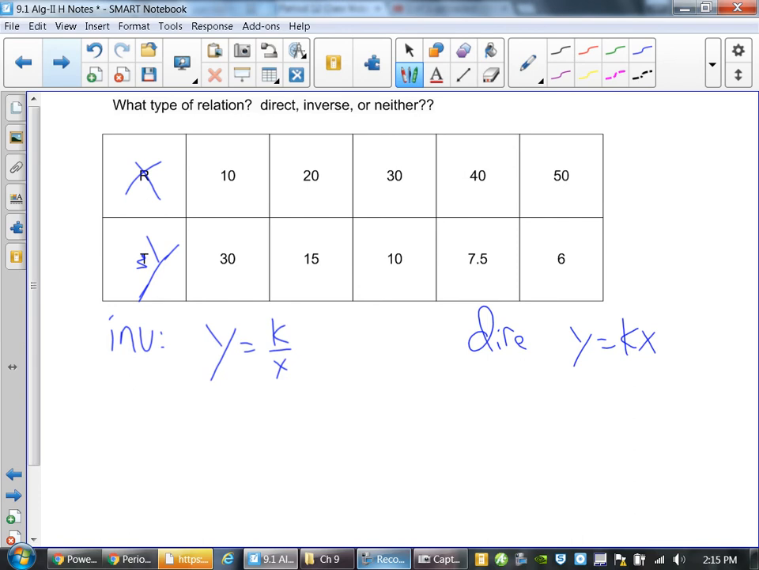It's going to be inverse again, guys. You have a constant value here of 300 divided by x. Okay?